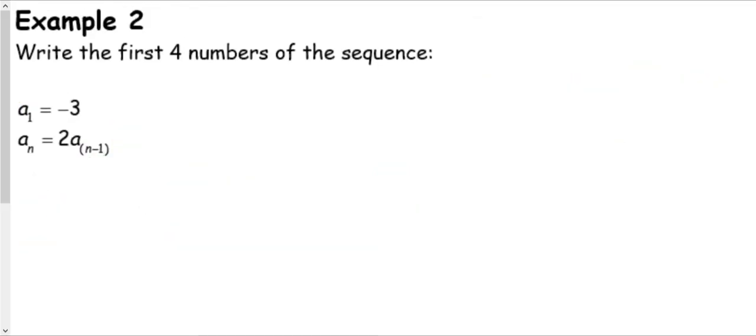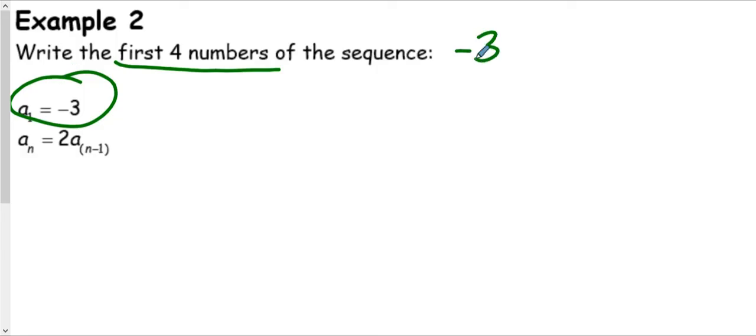Let's look at another one. This time, again, they're asking us to find the first 4 numbers, and they give us the first number. A1 is -3. So -3 is our first term. But this time, what is happening between the 2 and the previous term? They're multiplying. Whenever you have 2 numbers right next to each other like that, they are multiplying. Hopefully you remember that from your solving equation days back in Unit 1.